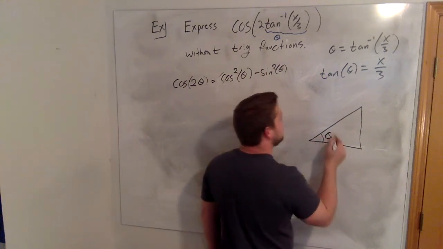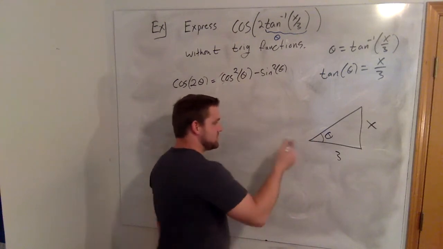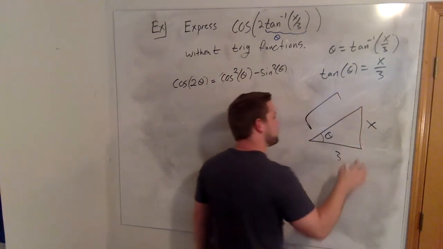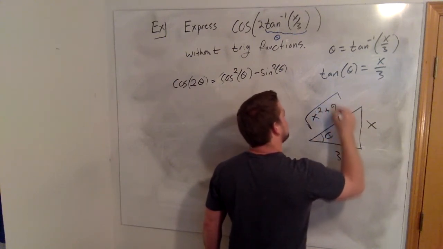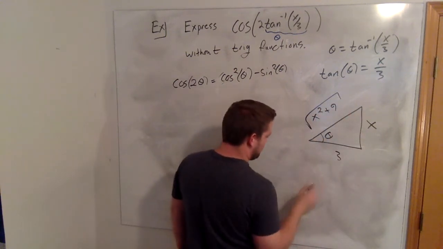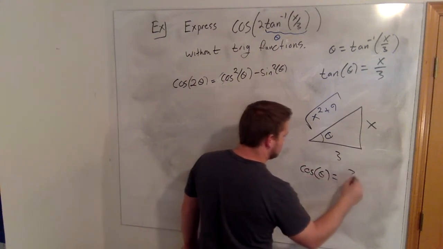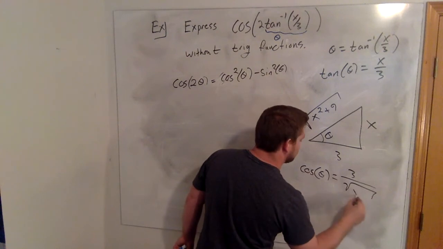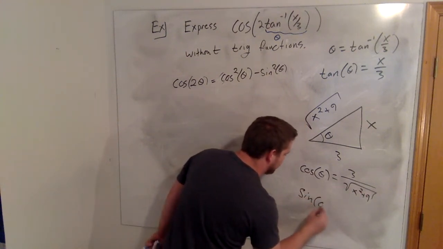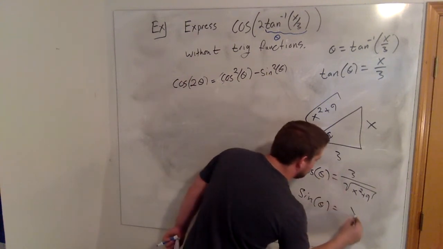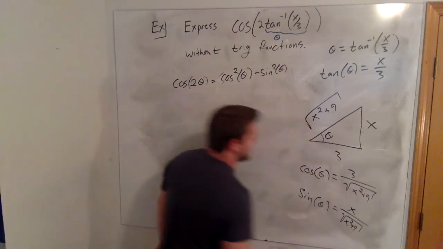So here's theta. This will be x and this will be 3, opposite and adjacent. The hypotenuse will be the square root of x squared plus 3 squared, or x squared plus 9. So the cosine of theta will be 3 all over the square root of x squared plus 9, and the sine of theta will be equal to x all over the square root of x squared plus 9.